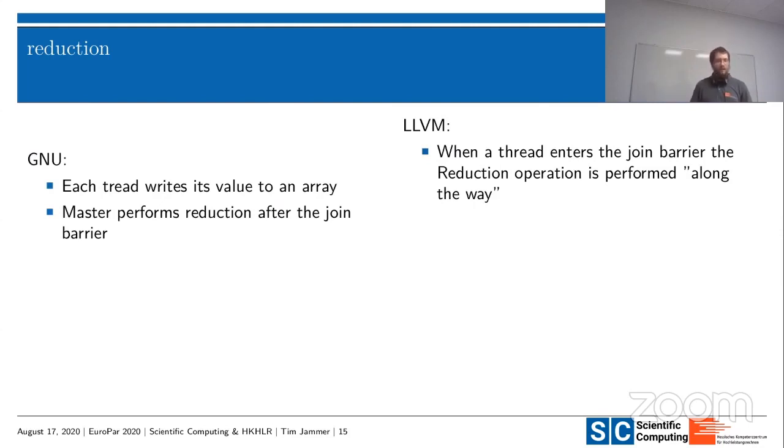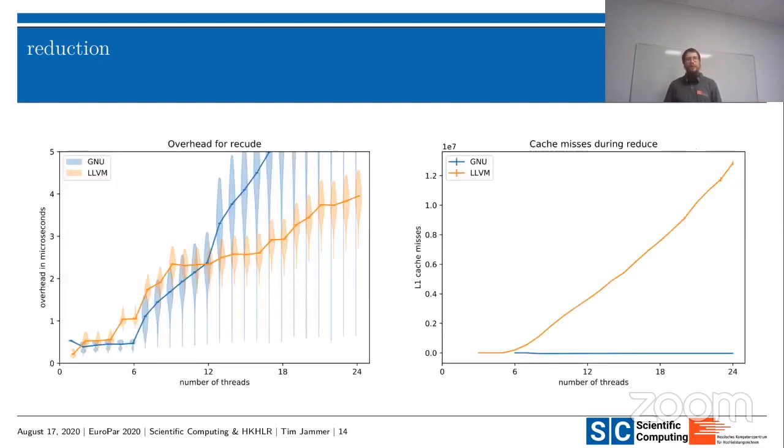And in the LLVM implementation, the reduction is organized in accordance with the join barrier, which is a tree scheme. So one thing that we note is, here we plotted the cache misses of the reduction operation. And we note that the GNU implementation does not have a lot of cache misses. Basically, first, each thread writes its local value into an array, and then there are some cache misses when the master thread collects the results. In contrast, the LLVM implementation, the tree scheme, has a lot of cache misses.